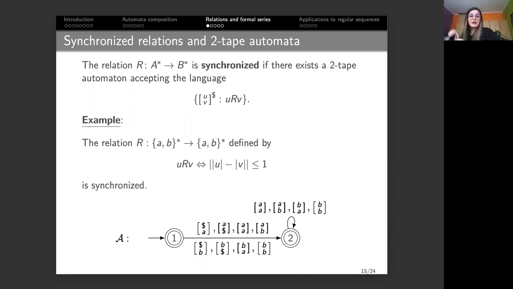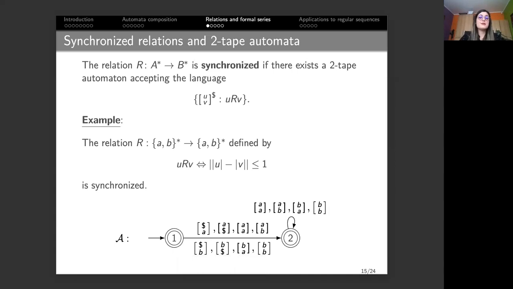It's quite easy to see that the notion of a two tape automaton and the notion of relation are quite related. If I'm considering a relation from A to B, a relation is said to be synchronized if there exists a two tape automaton accepting the language of padded pairs that are related. For example, take the relation on the alphabet A, B to itself where two words are related if their lengths differ by at most 1 unit.